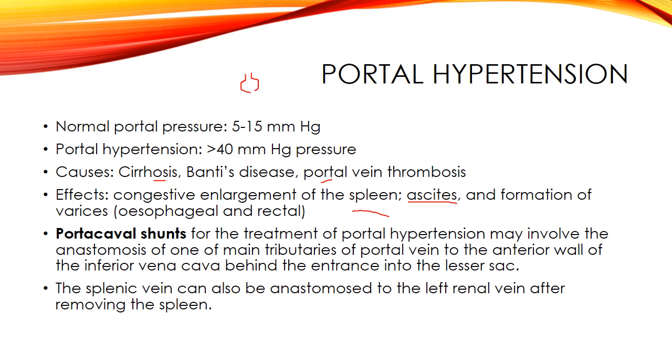The portocaval shunts represent a form of treatment for portal hypertension. In this, we basically create a shunt between either the portal vein or one of its major tributaries, such as the splenic or the superior mesenteric vein, with the anterior wall of the inferior vena cava. So we create a shunt and we bypass the obstruction or blockage which was causing portal hypertension in the first place. We can also anastomose the splenic vein directly to the left renal vein after removal of the spleen in these cases.